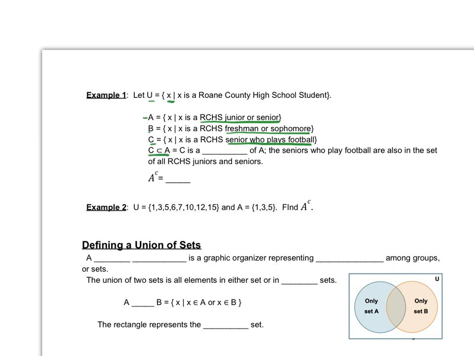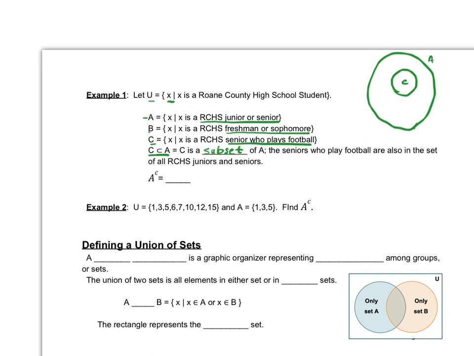So C, again, is going to be a subset of A. C is the seniors who play football. Now, A is all of the juniors and seniors. So that's why C is incorporated inside of A. We have all of our juniors and seniors here, and then right here we have set C, which is our football players. All of them are inside set A.